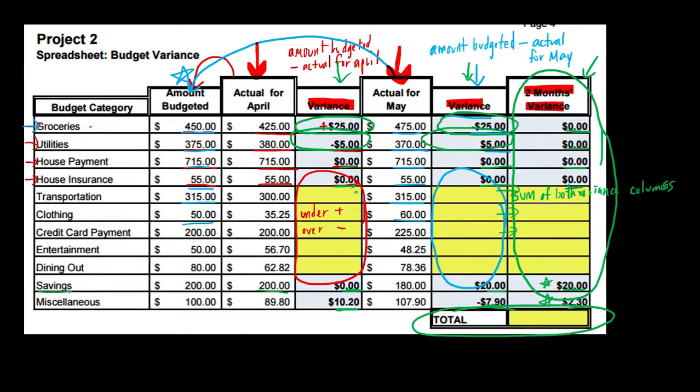So again, to fill out your first variance column, just compare what you budgeted to what you actually spent in April. If you came over budget, you'll have a negative variance. If you came under budget, you'll have a positive variance. You'll do the same thing to calculate the other variance column, except this time you're comparing the amount budgeted to your actual for May. Once you have both of these variance columns filled in, you'll go row by row and take the sum of both variances to find your 2 month variance. Once you have your entire column of 2 months variances, you'll total the whole thing, and that will give your total for all 2 months variance.